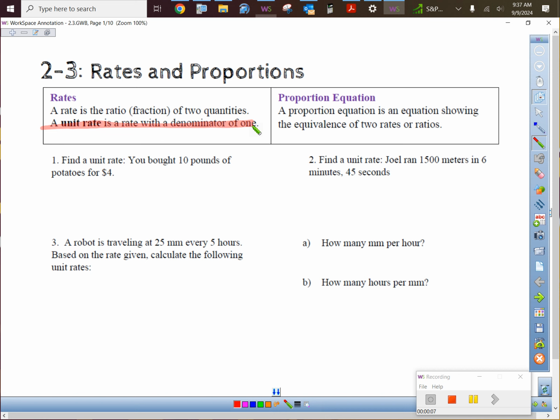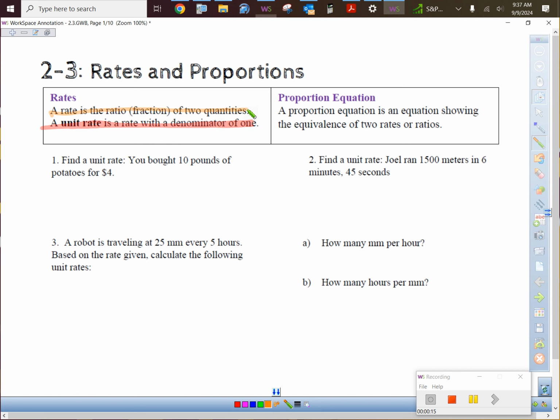On 2-3 with some rates and some proportions. A unit rate will be a lot of questions at the beginning of your homework today. We're going to clear that up. A unit rate is when the denominator is 1, and just a plain rate is when they write a fraction out of these. So let's dive into this.